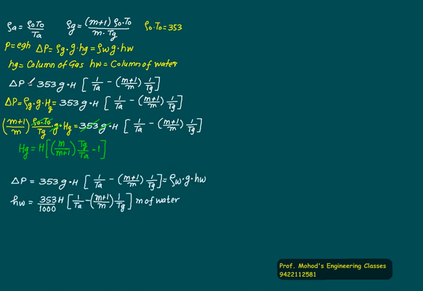Same delta P, that is 353 G into H of 1 upon Ta minus m plus 1 upon m into 1 by Tg, can also be expressed with the help of the pressure due to the water column, that is rho w into G into Hw. Density of water is 1000. G will get cancelled. So what we get is 353 into H upon 1000, 1 by Ta minus m plus 1 upon m into 1 by Tg, is the meters of water. So that will be equal to 0.353 meters of water, which equals 353 mm of water.